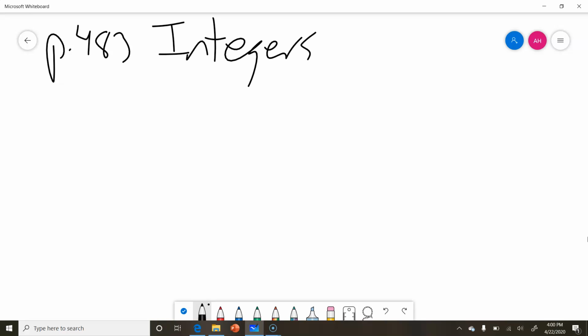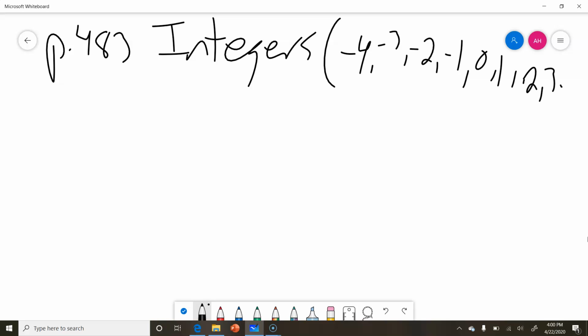One thing for integers, again, if you're looking on page 483 with me, we have integers. The way we usually write them is like -4, -3, -2, -1, 0, 1, 2, 3, dot, dot, dot. It keeps going. That's how we write integers. That's the list. It goes all the way to infinity in the negatives and infinity in the positives. And there's no fractions, just negative numbers, 0, and then positive numbers. Very straightforward. You guys got it.